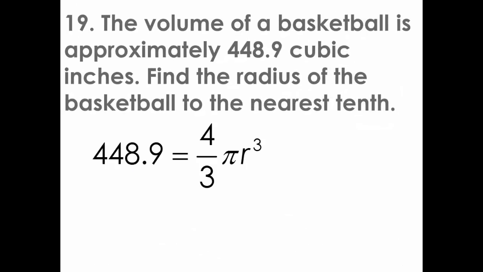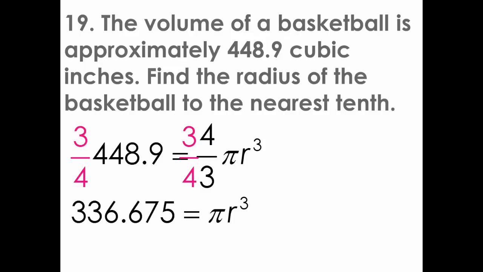Here's the equation that you would use. Now I need to get r cubed by itself. The first thing you would need to do is multiply by the reciprocal of 4/3. The next thing I need to do is get rid of that pi. It's being multiplied to r cubed, so I would undo that by dividing.